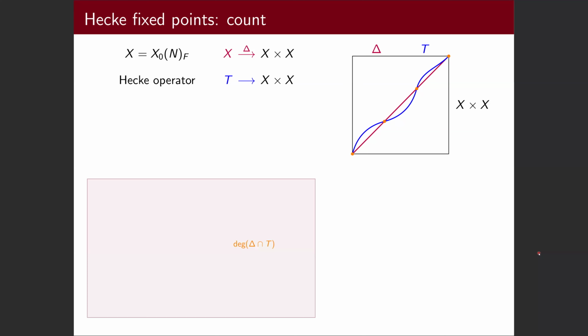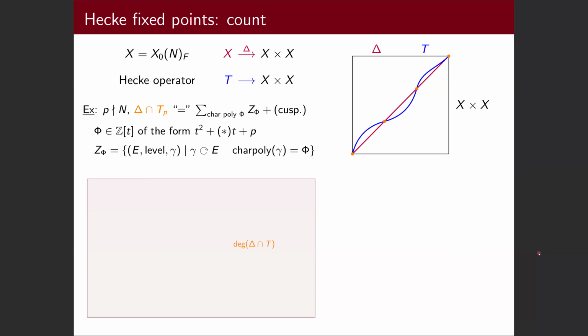Okay, and so now I'd like to count the fixed points. I'll count this in two ways. I'd like to count the degree of the intersection. The first way is to decompose this intersection geometrically. So as an example, let me assume p is not dividing the level, so I have a good Hecke operator T_p. I'd like to calculate this intersection with the diagonal class. We can decompose this into CM cycles, which I've labeled Z_phi here. Let me say what this is. These phi's here are characteristic polynomials. These are integral polynomials with constant coefficient p, where the linear term is undetermined.